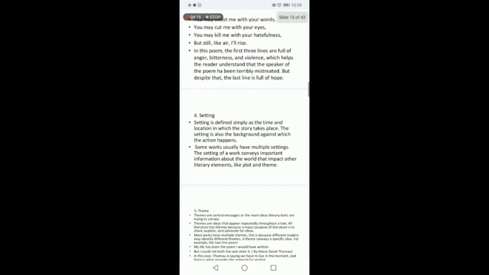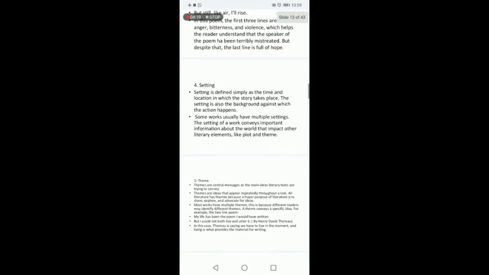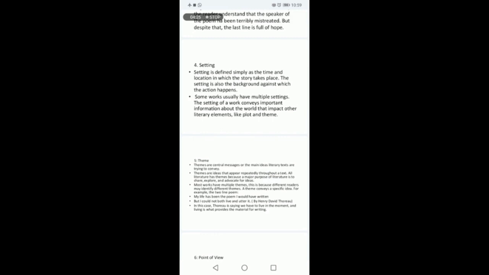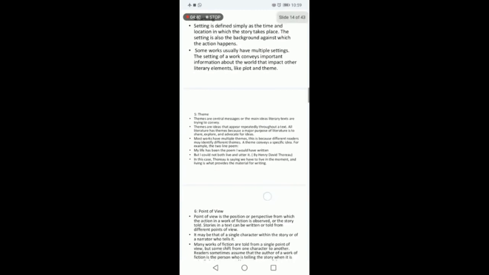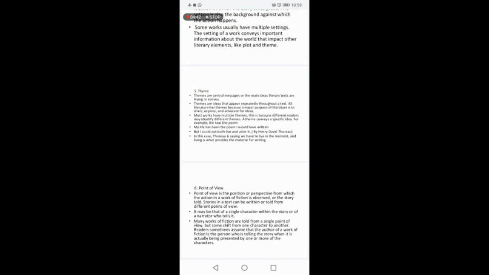And then setting talks about the time and space or location of any text or incidents. Those things that happen, they have time and space. Some texts may have multiple settings and all that. They have the theme, or what is usually called subject matter. The theme is the prevalent, prominent issues or messages, ideas prominent in the text.